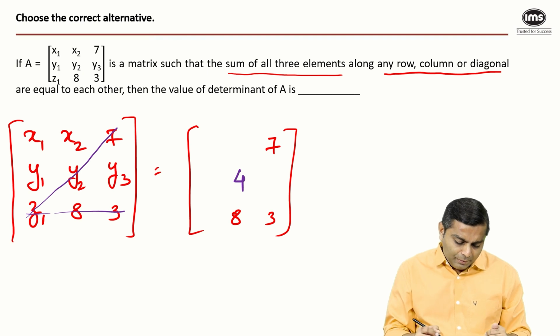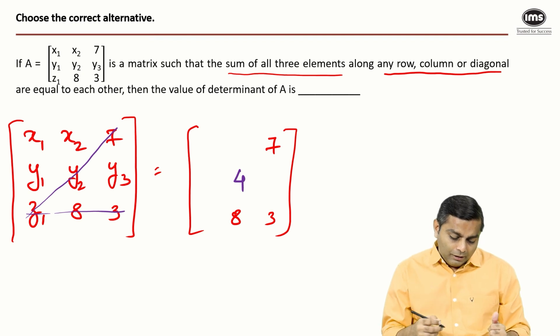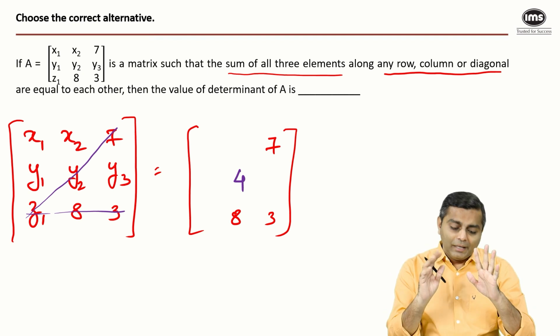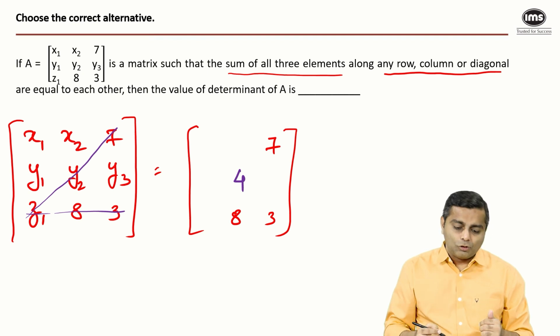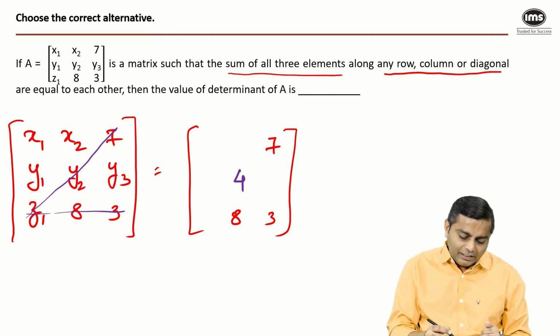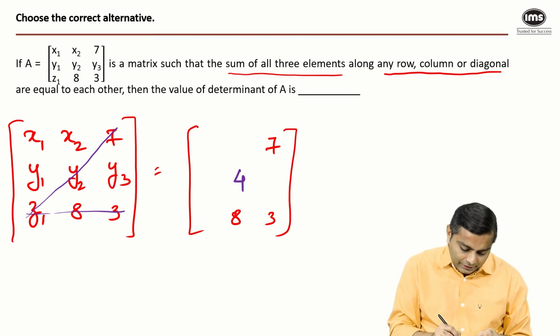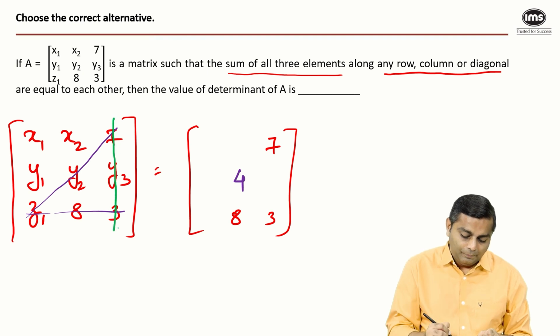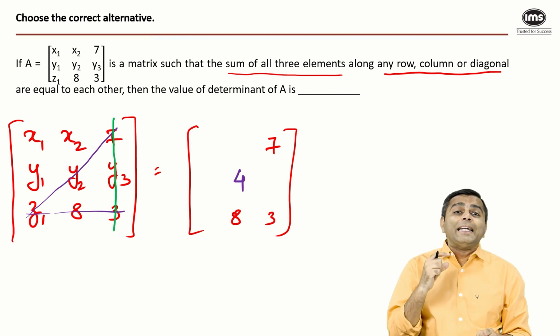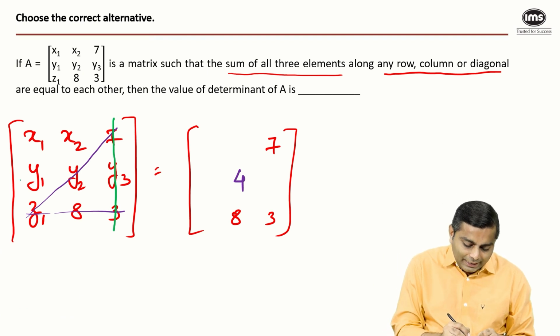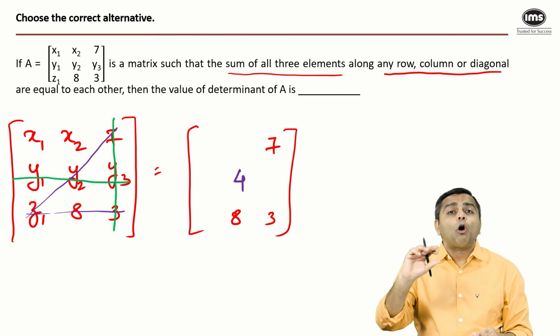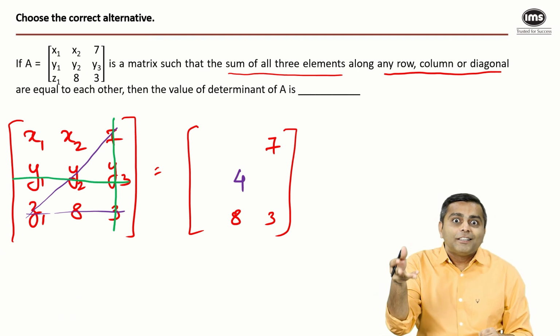Let's see, maybe any other common element. Let's take Y3 as common. If I take Y3 as common, let me just change the color. Let's say I take this particular column. This column is 10 and a Y3. Then this row should also be 10 and a Y3 because Y3 is common there.